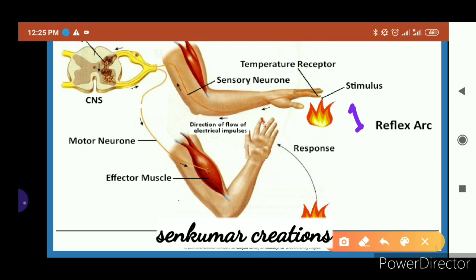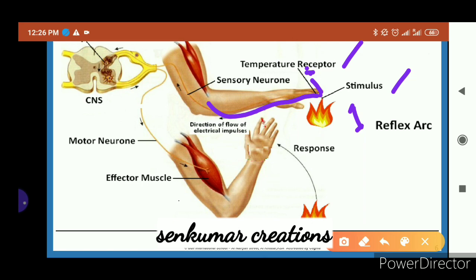Okay, so what is actually happening? We are touching the hot object. Okay, so in the hand, a temperature receptor is there, and the stimulus takes place. So this is taken by the sensory neuron to the brain.